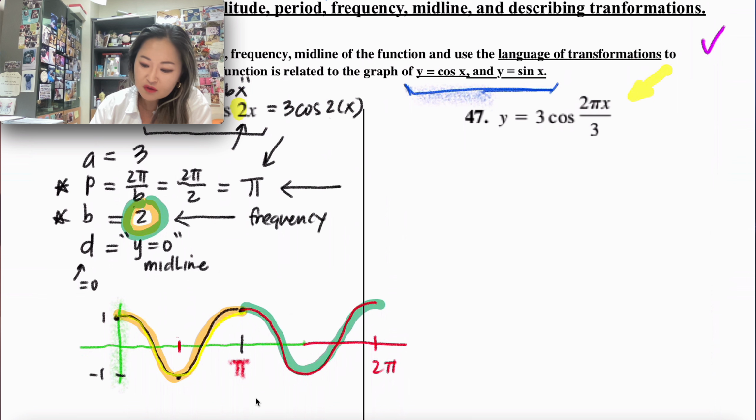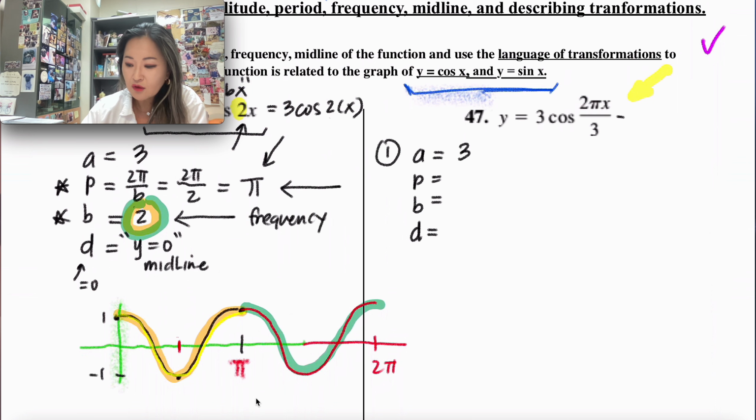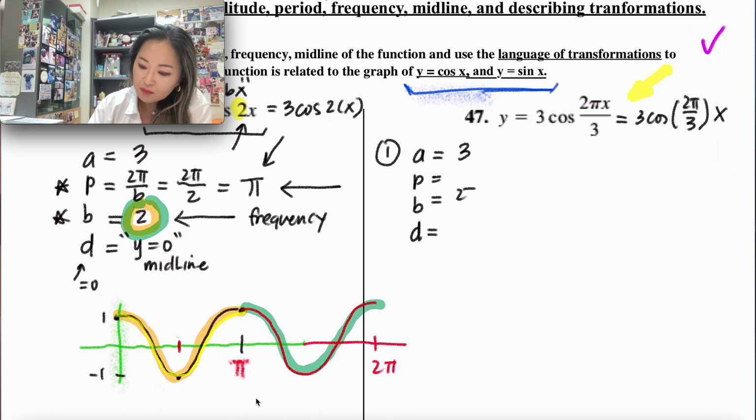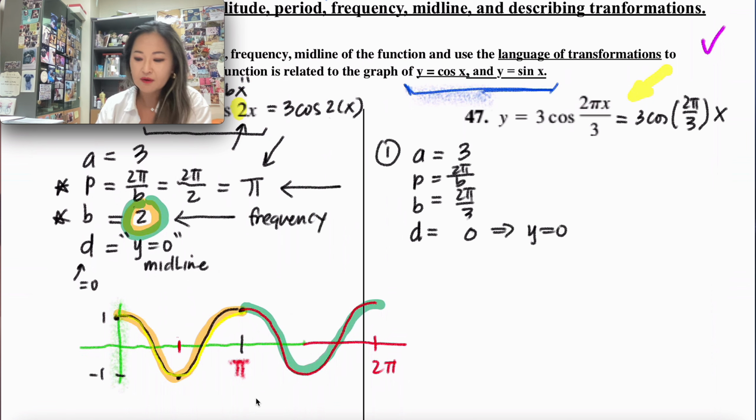Now, 47, let's do the same basics, okay? Amplitude, 3. Period, you know what I'm going to do? I'm going to go like this, 3 cosine. I'm going to take out the 2 pi over 3. Please get into the habit of doing that. You'll see why. B is 2 pi over 3, and 2 pi over B is your period, right? That's the formula. And then D is 0. That means the midline is y equals 0. There's no shifts up and down in this case.